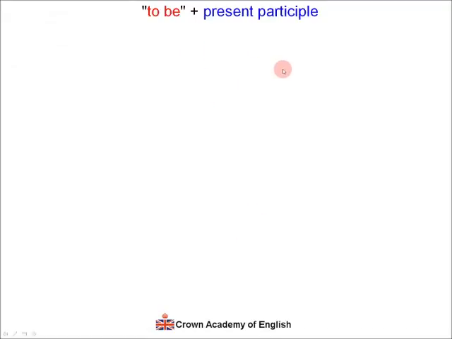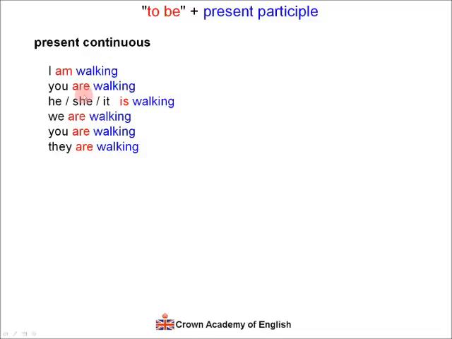So to be plus the present participle. As we have already seen, this structure gives us the continuous tenses. So let's look at some of those continuous tenses. The present continuous, this is quite easy. I am walking, you are walking, he, she, it is walking, we are walking, you are walking, and they are walking. So this is the conjugation of the present continuous tense. It is made up of two parts: the verb to be as an auxiliary verb and the main verb walking in the present participle form, or the ing form.